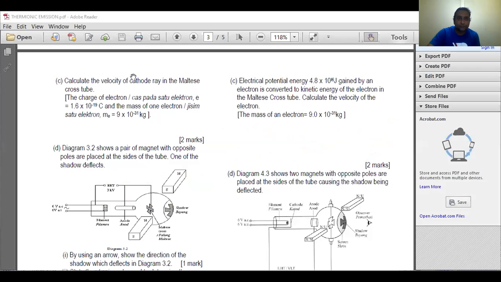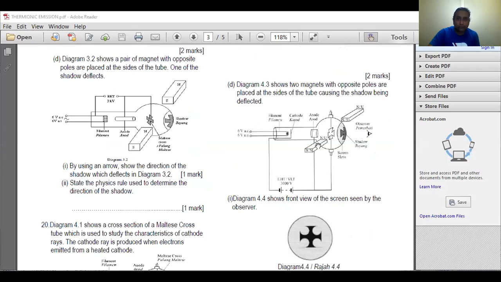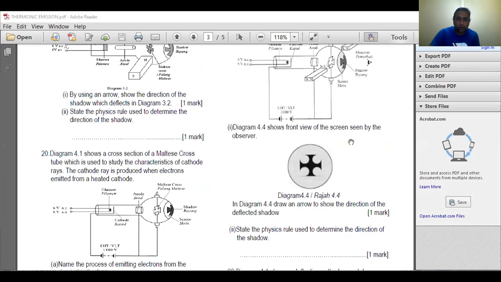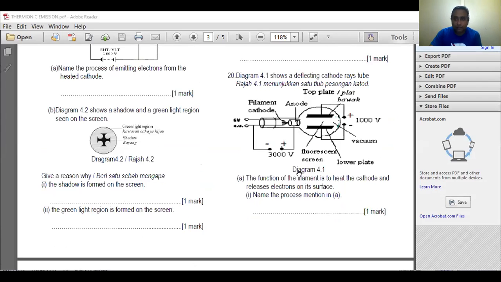Next, D. Diagram 4.3 shows two magnets with opposite poles. This one is the same as this. I won't explain, so the answer will be the same. That means you go down. This question and that question are the same. So let me point the arrow downward and then use the left hand rule. Now one more example, number 20.